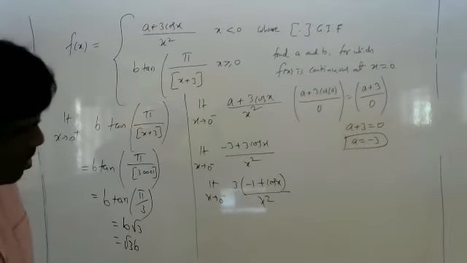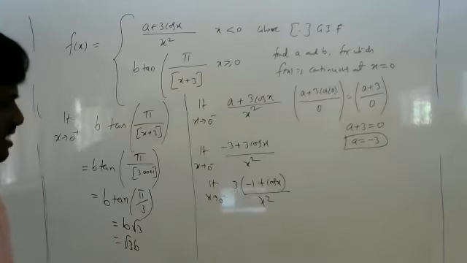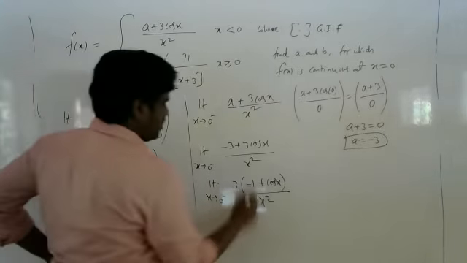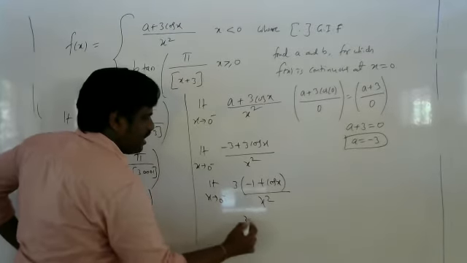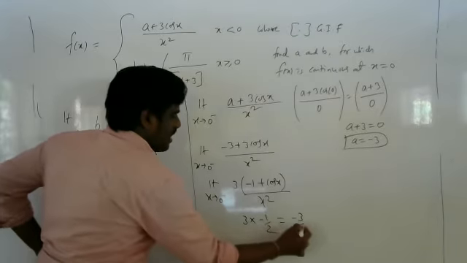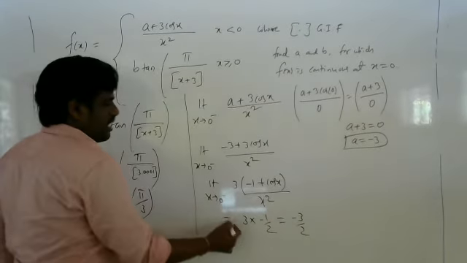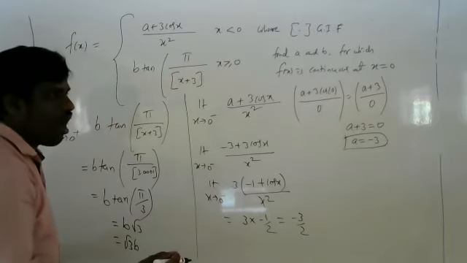Minus 3 by 2. Huh? Minus 3 by 2. Acha, the answer you are telling, minus 1 by 2, no? This is it. Right? Cos x minus 1 by x square. So what I get here? 3 into minus 1 by 2. That is how much? Minus 3 by 2. So the left hand limit, how much I got? Minus 3 by 2.